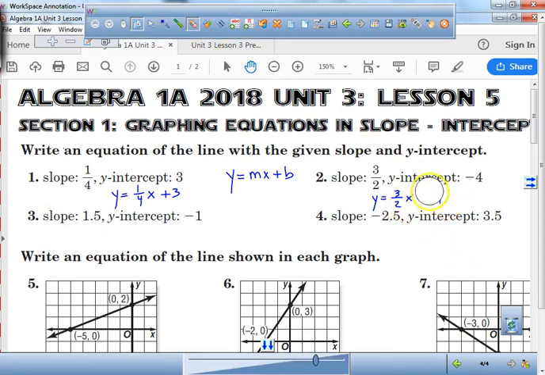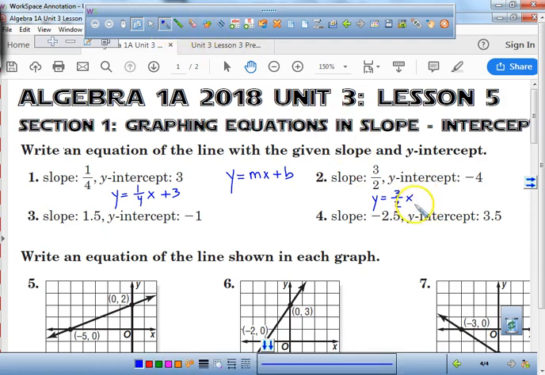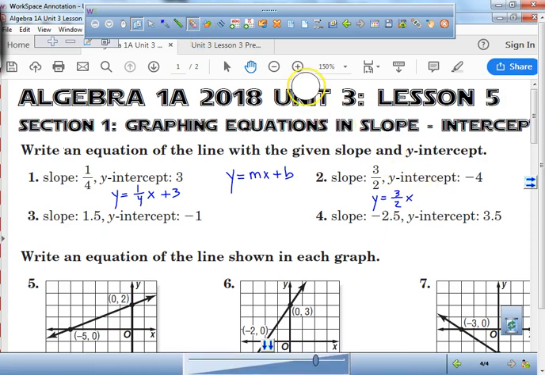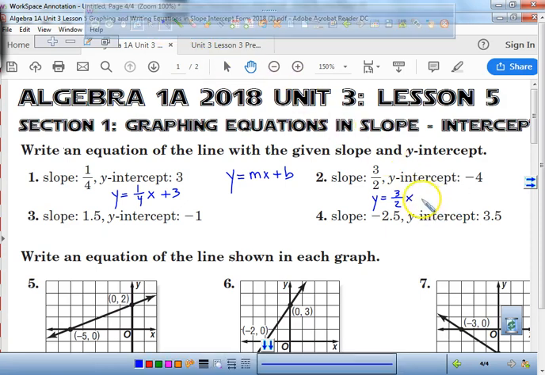Now, a lot of students that I see when they're just first learning this, they usually do this. They go plus a what? Plus a -4. That's not wrong. You just don't have to do that. Okay? If you put plus a negative, it's still going to mean -4.